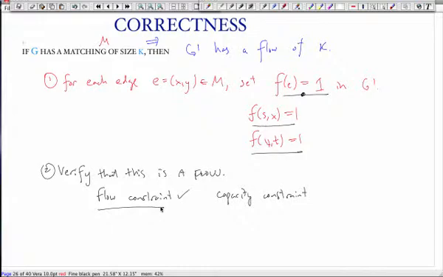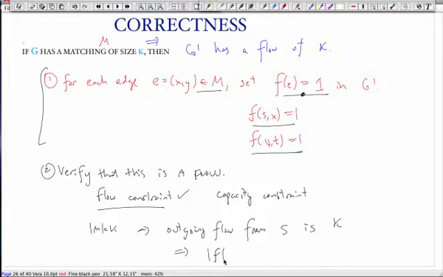We're starting with the matching. The way we're creating this flow is from a matching. So that means that for every vertex that's in this matching, at most one edge is incident. So this procedure happens at most once for each node on the left and right. Okay? And of course, since the size of M is k, this implies that the outgoing flow from S is k, right? Which implies that the value of F is k.